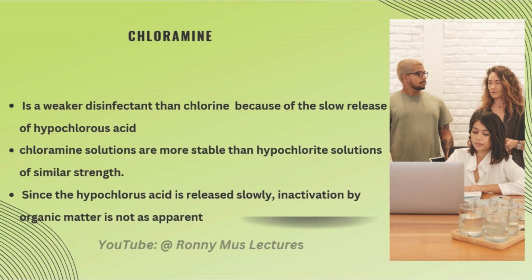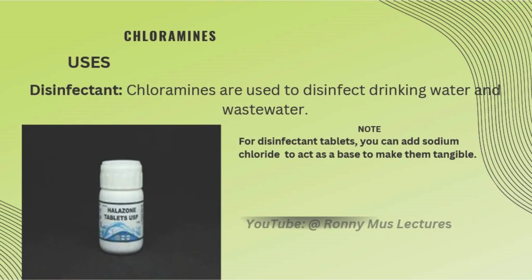So a chloramine is a weaker disinfectant compared to chlorine because of the slow release of hypochlorous acid. And chloramine solutions are more stable than hypochlorite solutions of similar strength. And since the hypochlorous acid is released slowly, inactivation by organic matter is not as apparent. What are the uses of chloramines? Chloramines are used to disinfect drinking water and also waste water.